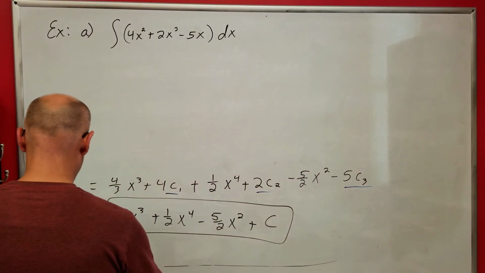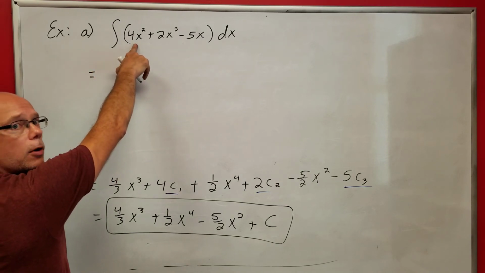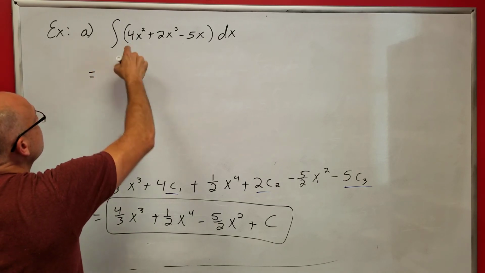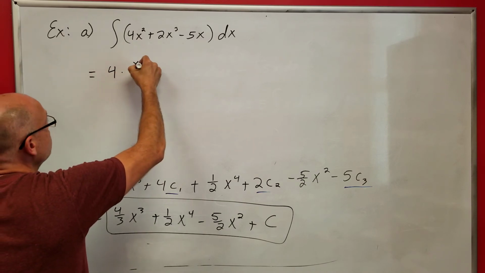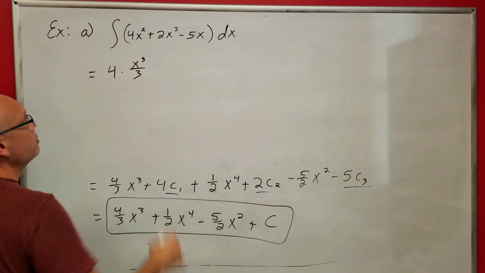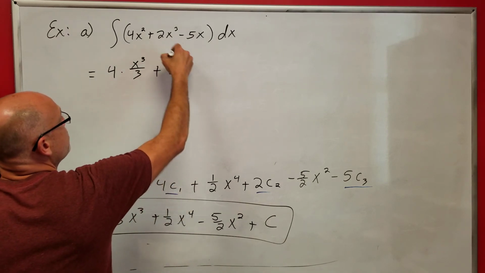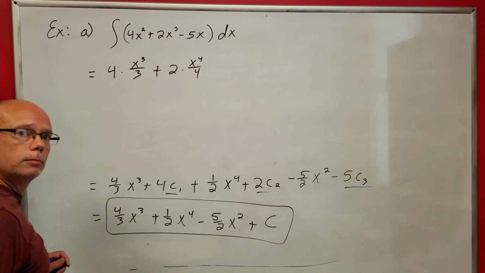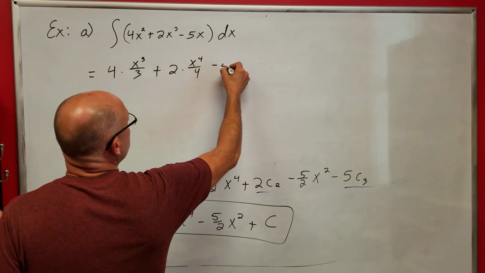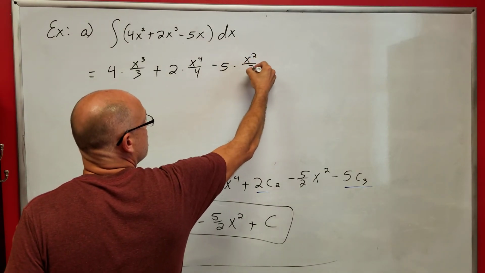I could have said, okay, let me take the antiderivative of this part. So I have 4 times the antiderivative of x squared, which is x cubed over 3, plus the antiderivative of this part, 2 times x to the fourth over 4, minus 5 times the antiderivative of this part, which is x squared over 2.